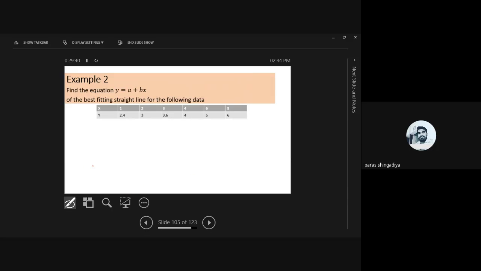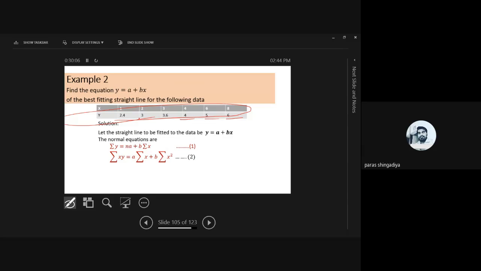And now the second one is a similar one. Find the equation of straight line a plus bx, of the best fitting straight line for the following data. 1, 2, 3, 4, 5, 6 are the values of x, and values of y are 2.4, 3, 3.6, 4, 5 and 6. Okay, these values are given. How many values are there? 6 values are there. Okay, so first write the equation form.